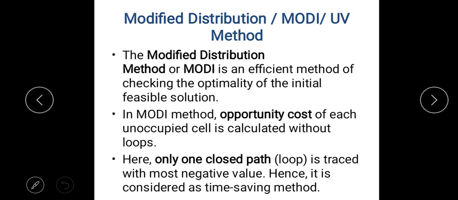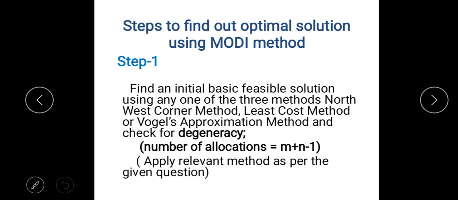In this method, we calculate the opportunity cost of each unoccupied cell and then we identify the closed loop with the most negative value. Hence, it is considered a time-saving method. You are going to understand it in detail with an example. Now, let us go for an example. I'll explain the example simultaneously with the steps. So, the steps to find the optimal solution under the MODI method.